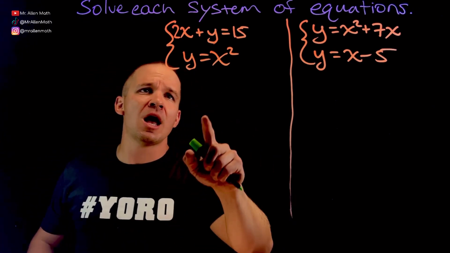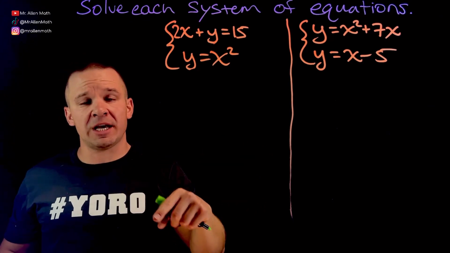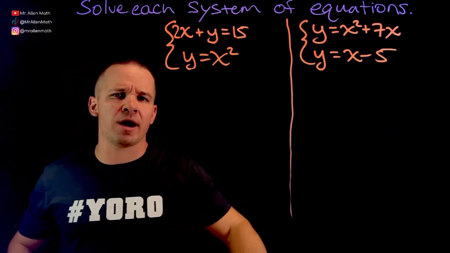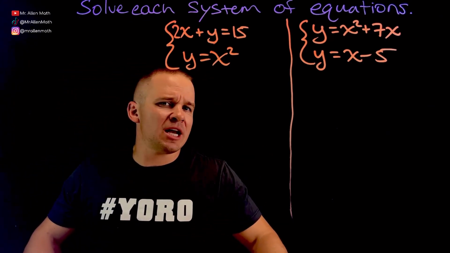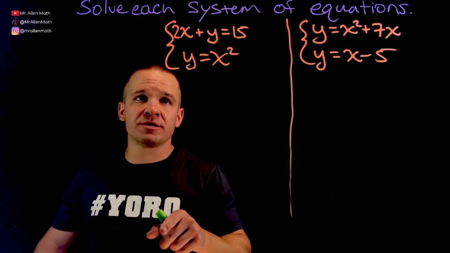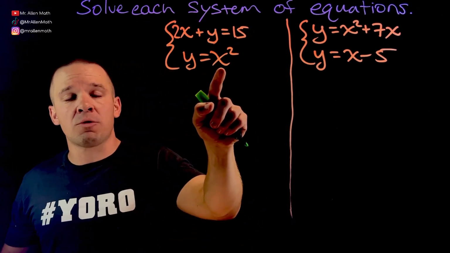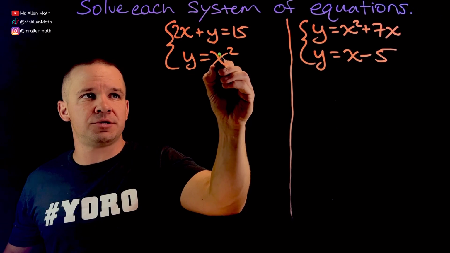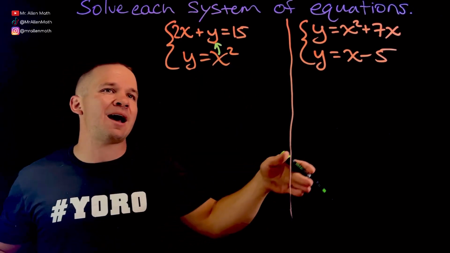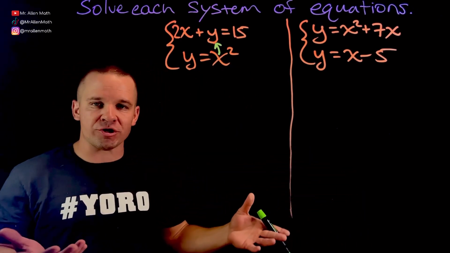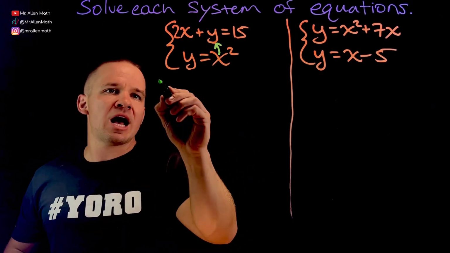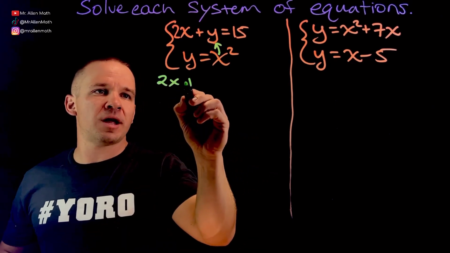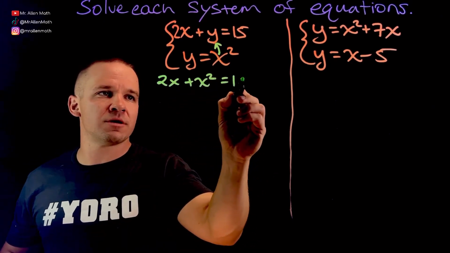First example here. I've got 2x plus y equals 15, and then I have y equals x squared. I'm not going to really set up an elimination method here. I'm actually going to use substitution though, because I know that y equals x squared. Why don't I just substitute in x squared in place of that y, and then I have an equation with just x's. Check it out. I've got 2x plus x squared equals 15.